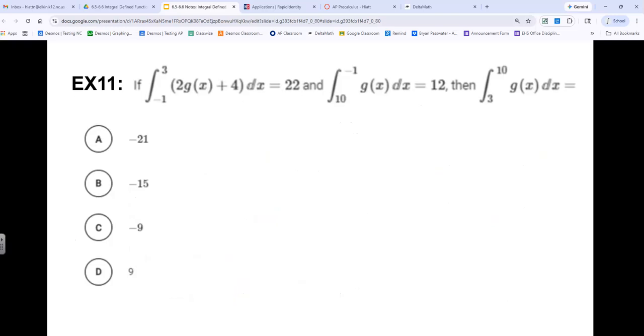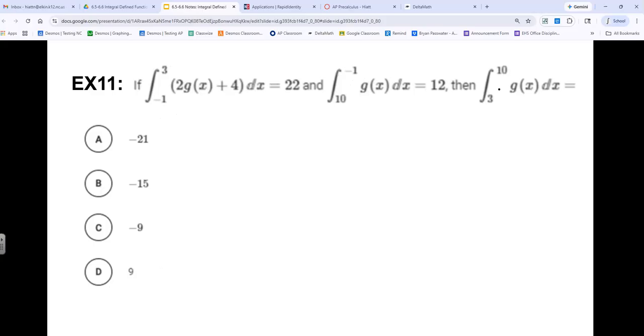All right, this one is a little bit tricky. It's got a lot going on. I know that the integral from -1 to 3 of 2g of x plus 4 is 22. I also know the integral from 10 to -1 of g of x is 12. And I know the integral from 3 to 10 is g of x. Or no, I'm trying to find the integral from 3 to 10.